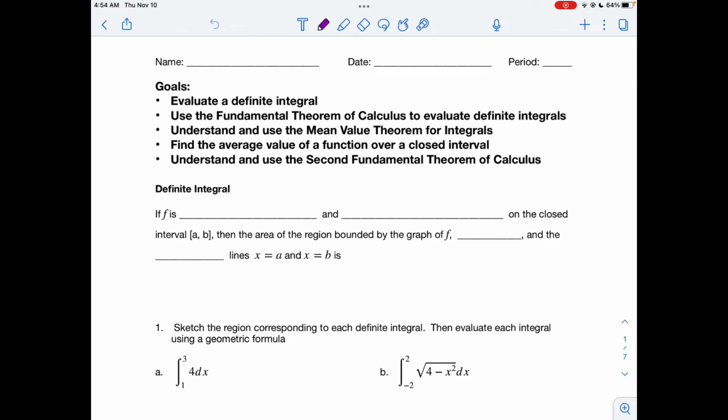Given that f is continuous and non-negative on the closed interval from a to b, then the area of the region bounded by the graph of the function f, the x-axis, and the vertical lines at x equals a and x equals b is the area under the curve. And area is equal to the integral from a to b of f of x dx, where a is considered the lower bound of the integral and b is considered the upper bound of the integral.